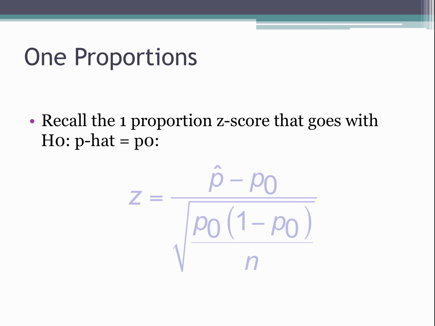So the one proportion z-score goes with the null hypothesis of p hat equaling p naught. Remember, p hat is your estimated proportion, and your p naught is your null proportion. We can calculate a z-score from this. Recall that p naught is what you use for your standard deviation because we are assuming the null hypothesis is true.